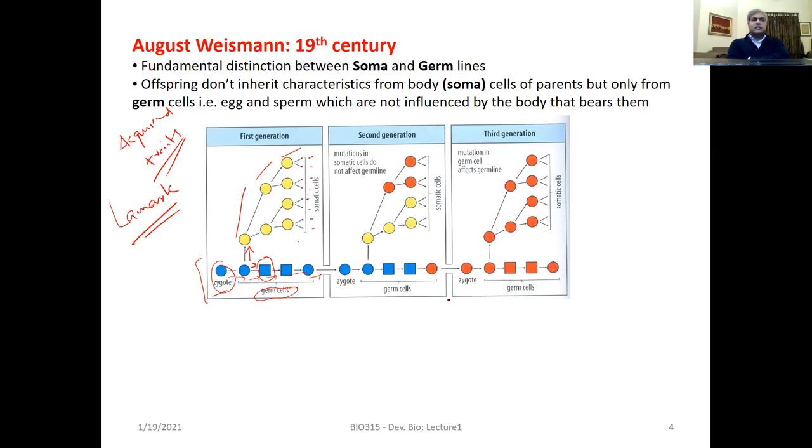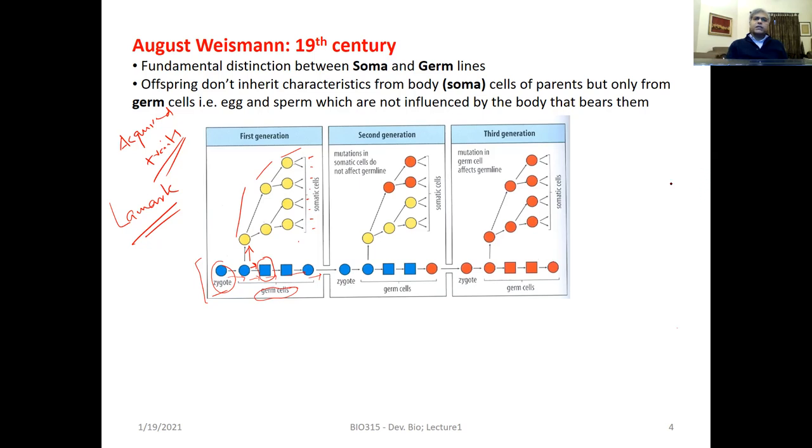Now, they said, look, we are putting an environmental pressure in which we are clipping the tail of the mouse. And up to the 26th generation, all the newborn pups of the mouse are normal. Their tails are not truncated. They are born with normal tails. And this led to the proposal of a distinction between soma and the germline.